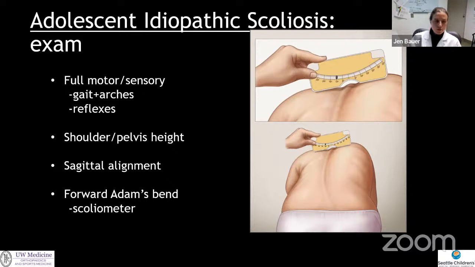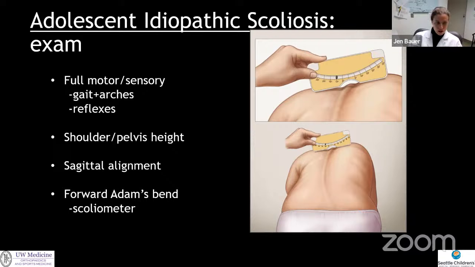You look at their shoulder and pelvic height. You can have leg length difference, and that could lead to what looks like a lumbar scoliosis, but you put their feet on blocks to make them even, and maybe that scoliosis goes away. You want to look at their sagittal alignment. Idiopathic scoliosis, as we said, is hypokyphotic. If they have a lot of kyphosis, then that might not be idiopathic scoliosis.